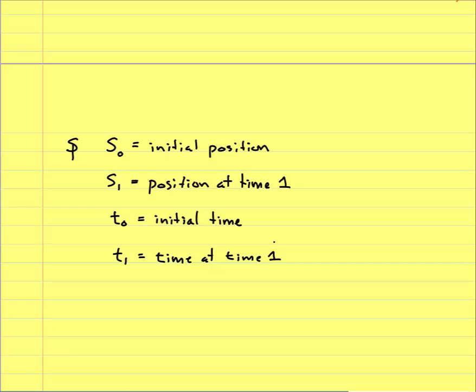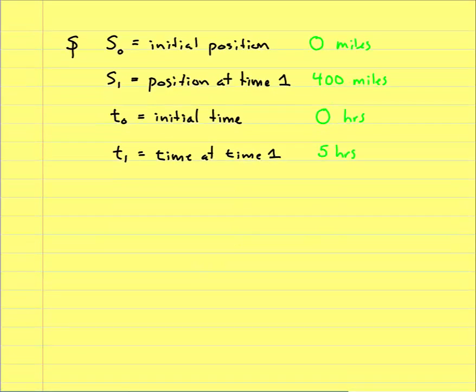So for the example that we're looking at, let's go ahead and put some values in here. Let's say our initial position is 0. And let's say we're going 400 miles. Let's go to Sioux Falls from Spearfish. That's about 400 miles. Our time that we leave, we're going to call time 0. And the time that we arrive, let's say is 5 hours. I'll put hours and miles in here so we have our correct units. So I could come up with my average velocity for my trip.